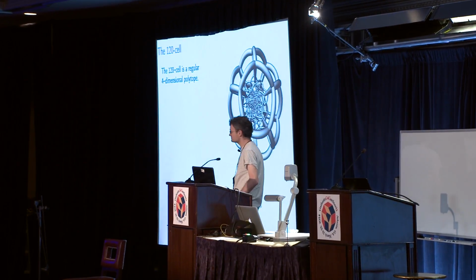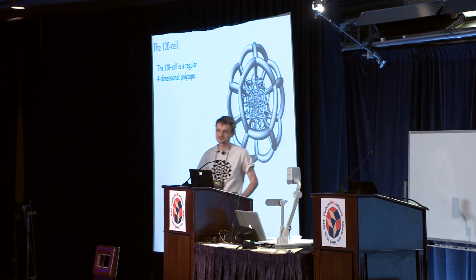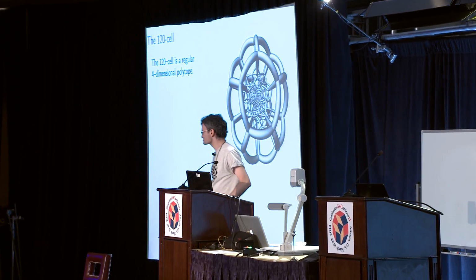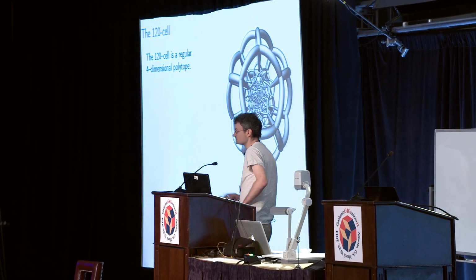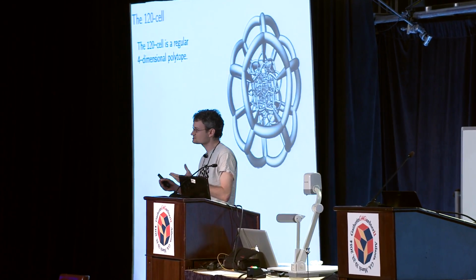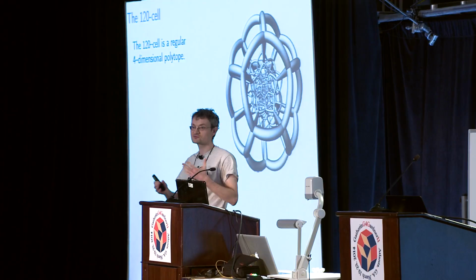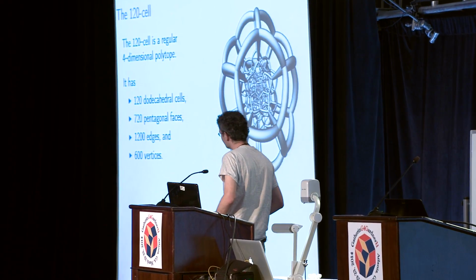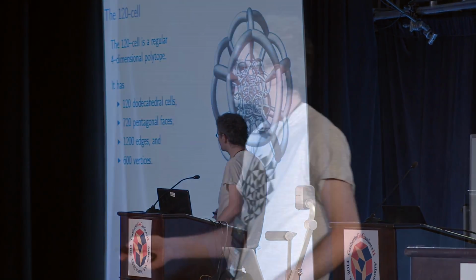So what is the 120 cell? It's a four-dimensional regular polytope. So this is sort of a four-dimensional Platonic solid. Like the Platonic solids, the faces of the Platonic solids are polygons of sort of one dimension down, and so the same thing happens here. The 120 cell has 120 dodecahedral cells and a large number of pentagons, edges, and vertices.